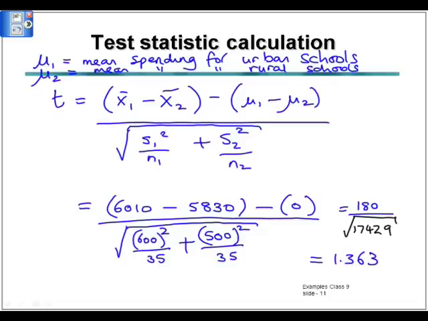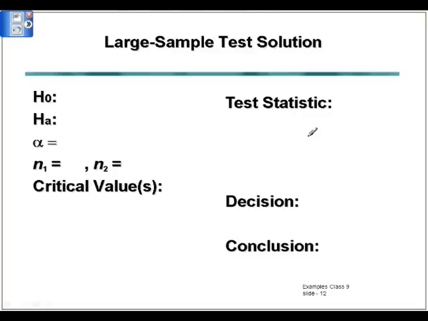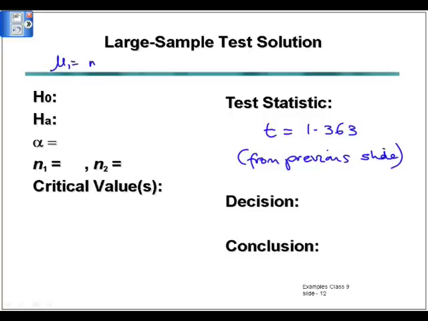So, again, moving on to complete this test using this test statistic, which I'll write in again from the previous slide. And again, remember, we're using here mean 1 equals mean for the urban schools, and mean 2 to be mean spending for rural schools. So it's particularly important that you make it clear which one is which.